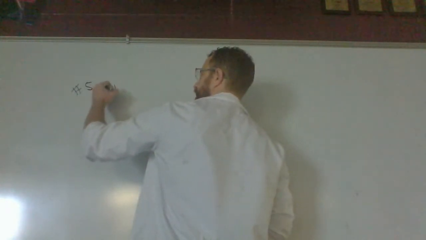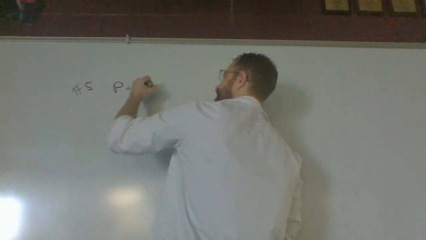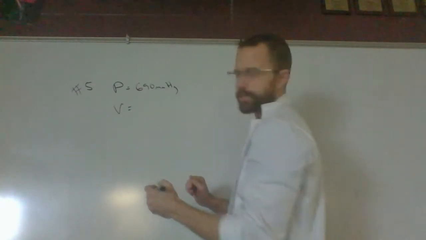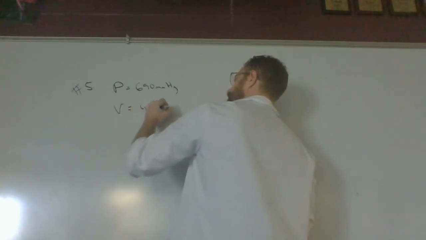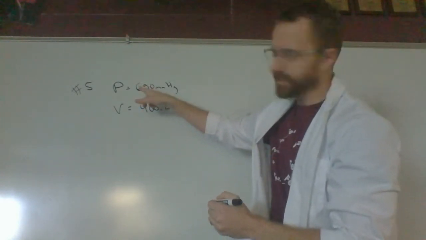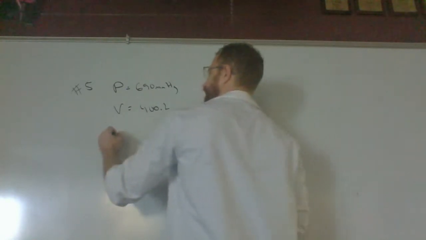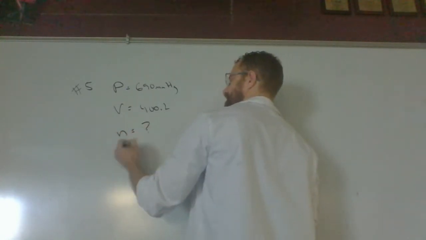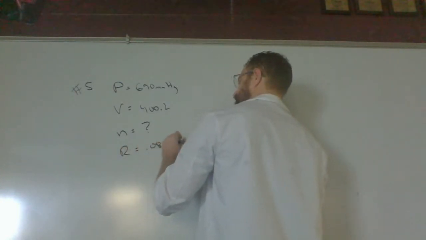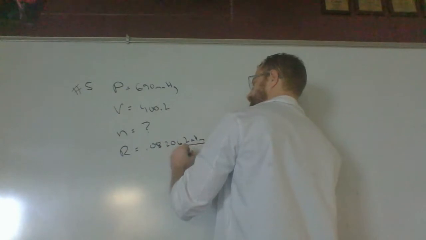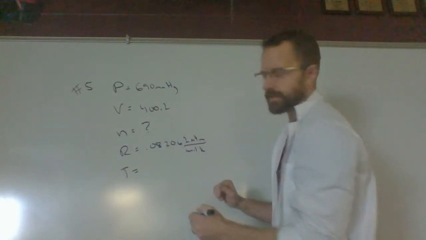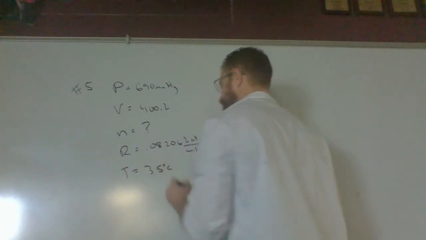So as we go through, the pressure they gave us was 690 millimeters of mercury. The volume they gave us was 400 liters with a decimal point, so I get to keep all 3 sig figs. I've got what looks like 2 sig figs here, 3 sig figs here. Don't really need to worry about those until the end. They're asking for a number of moles. R is, of course, 0.08206 liters atmospheres per mole Kelvin. And the temperature they give us is 35 degrees Celsius.